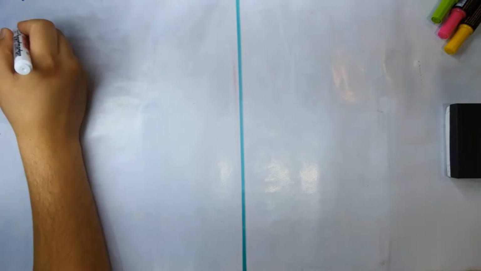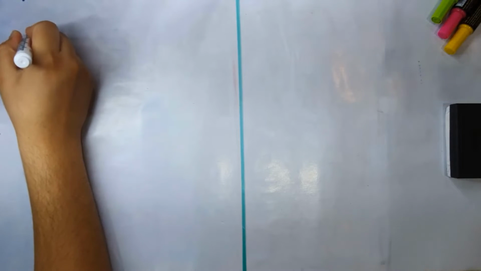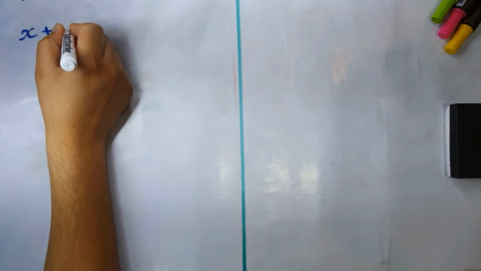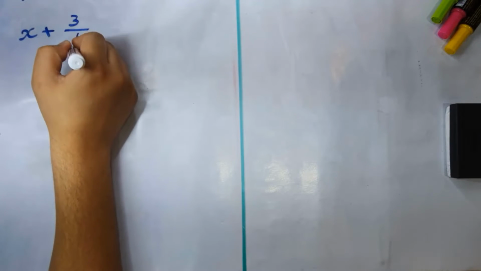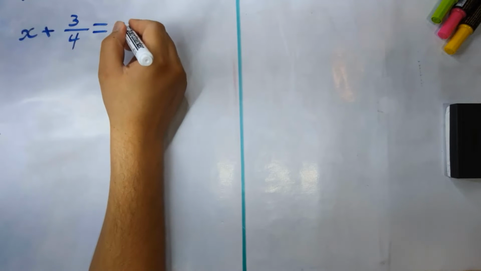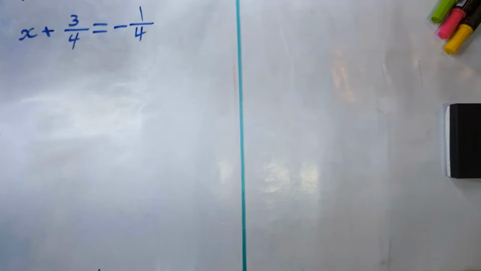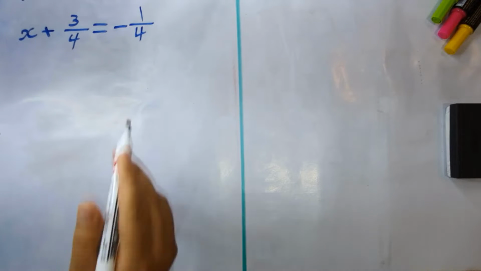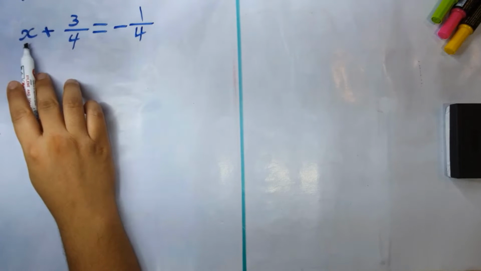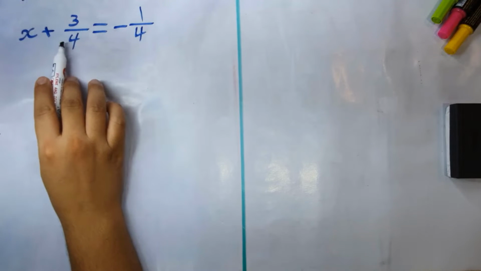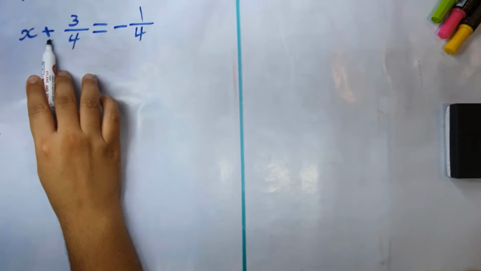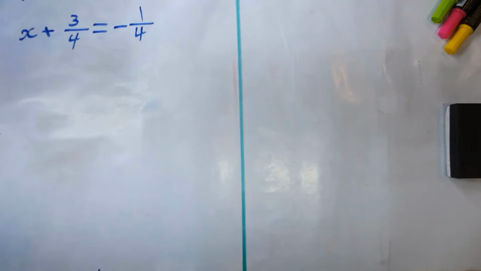Hello everyone. In this video, we'll talk about how to solve equations with fractions. For example, x plus 3 over 4 equals negative 1 over 4. We said before, to solve the equation, we should make the variable alone on one side without any number around it. Then you should remove plus 3 over 4.